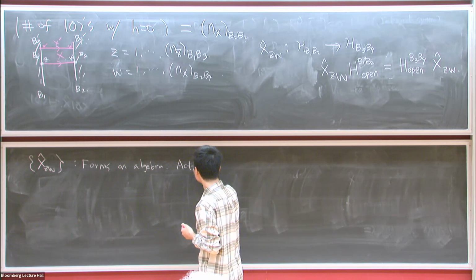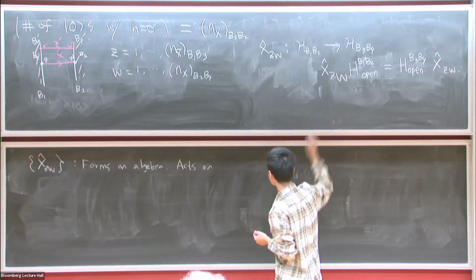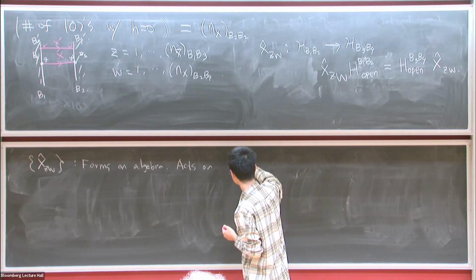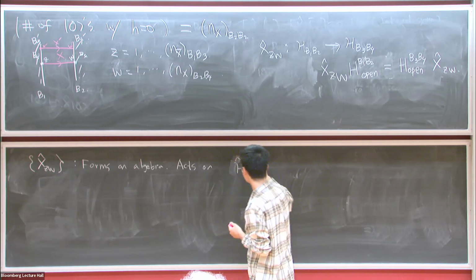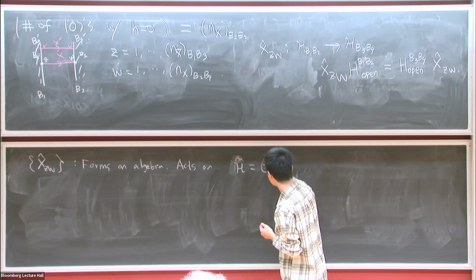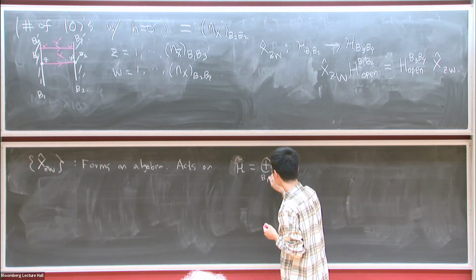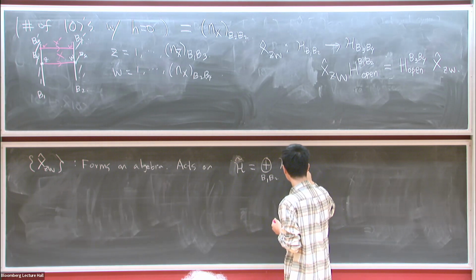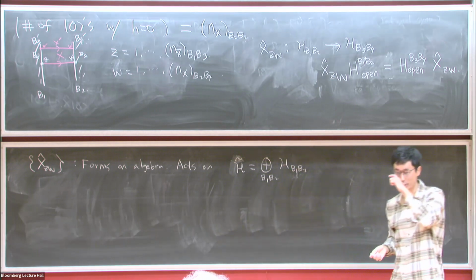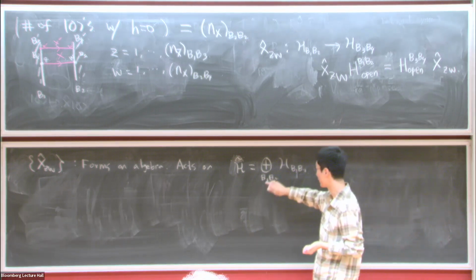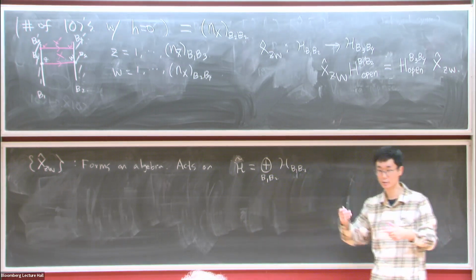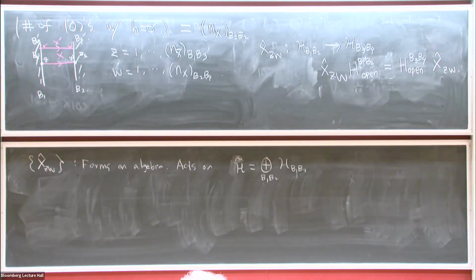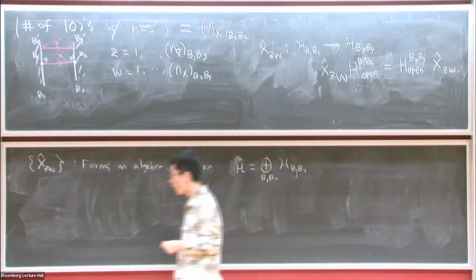And it acts on this expanded Hilbert space, H tilde, where I take the direct sum of all the internal Hilbert spaces. This direct sum runs over B1, B2 that are in a given NIM-rep.